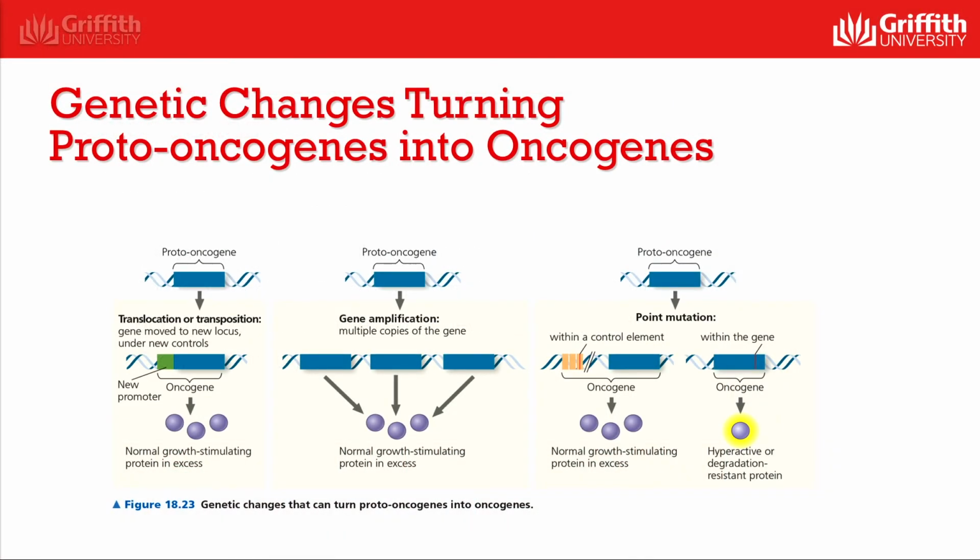Different types of genetic changes cause proto-oncogenes to turn into oncogenes. These may be chromosomal translocations, where the gene is under different control, or gene amplification, where excess protein can be made, or point mutations causing excess or hyperactivity of the mutant protein.